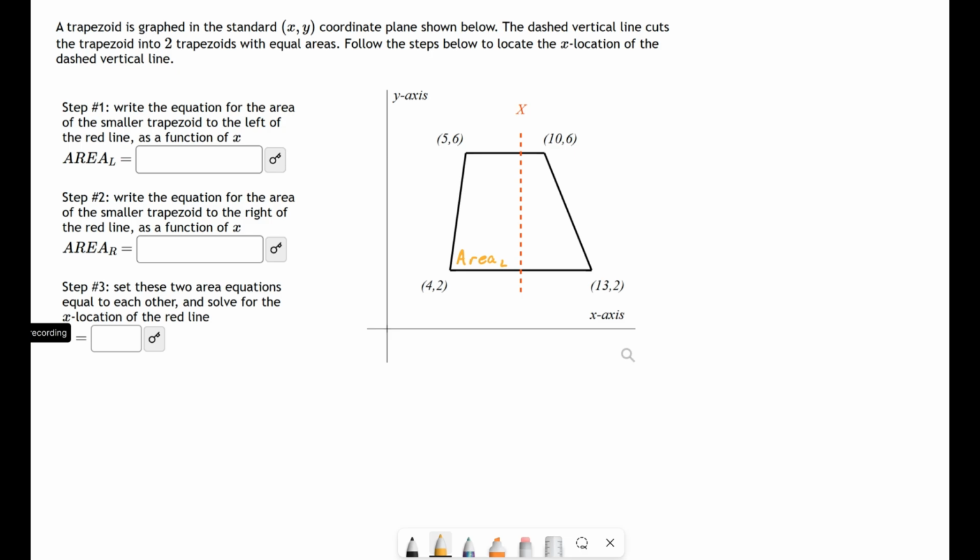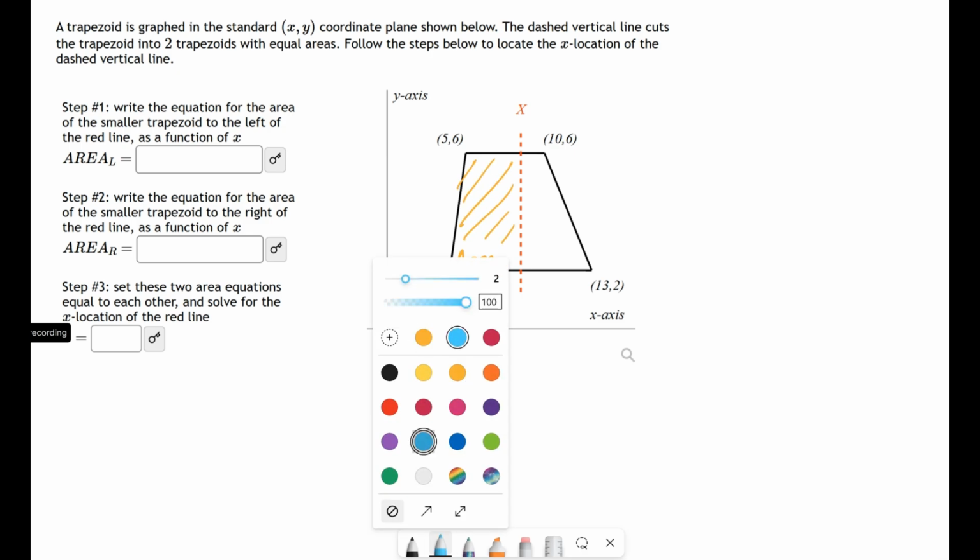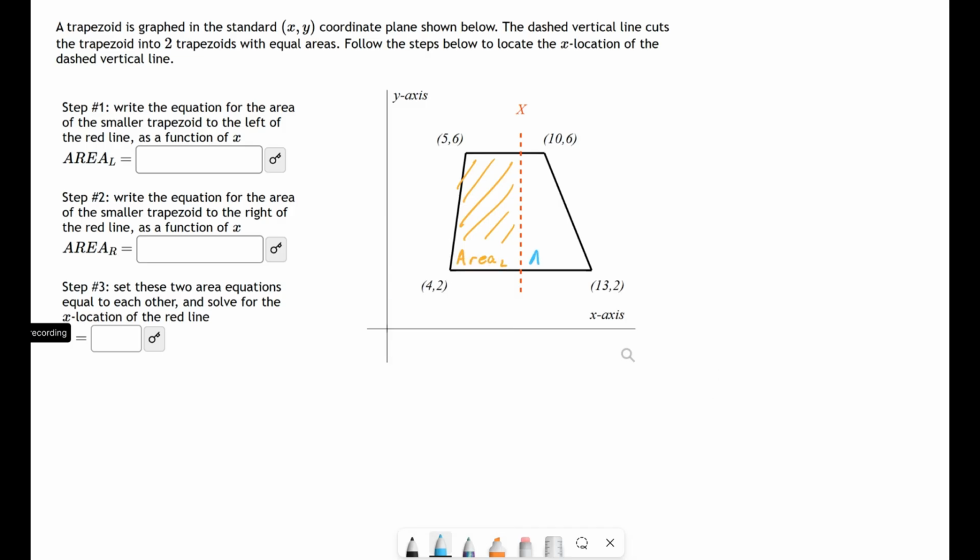What makes this one interesting is that I'm dividing this trapezoid in two. This is called area L. This is the area on the left side of that dotted red line. And over here, I'm going to have area R, which is the area on the right side of the dotted red line. And I'm going to say those two areas are equal to each other. And once I set up my formulas, I'm going to figure out what x has to be in order to make those two areas equal to each other. So let's get to it.